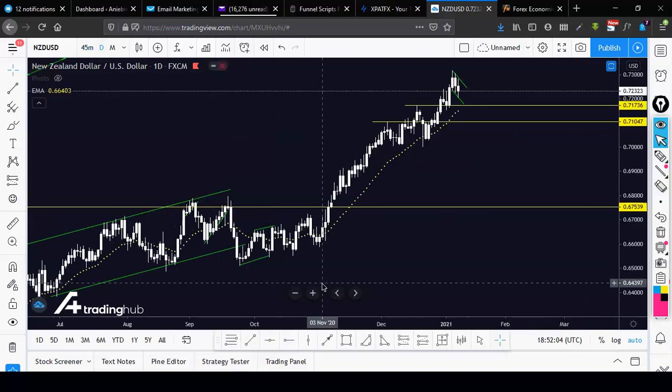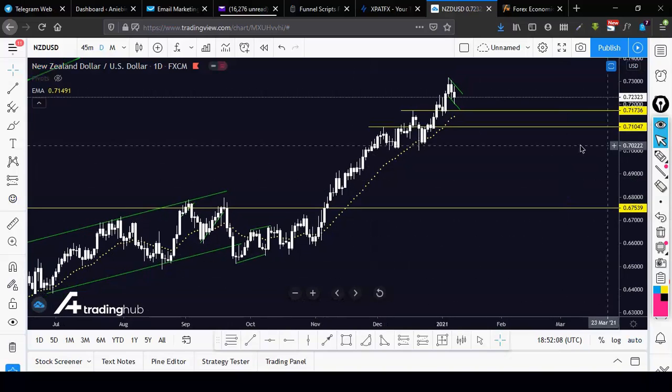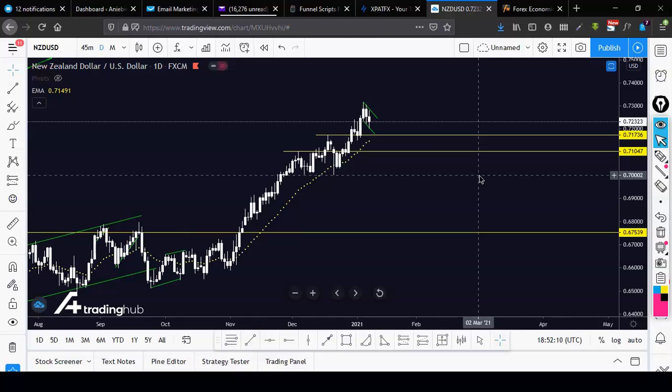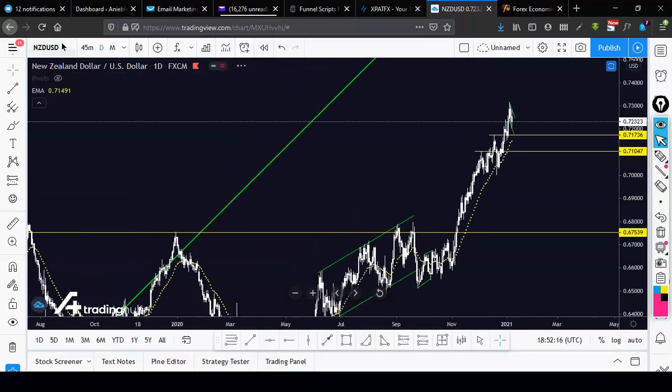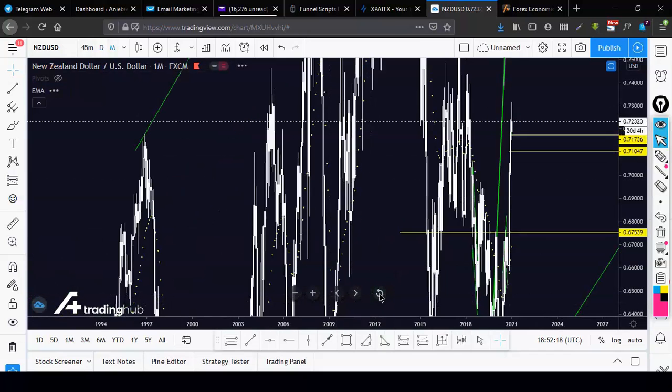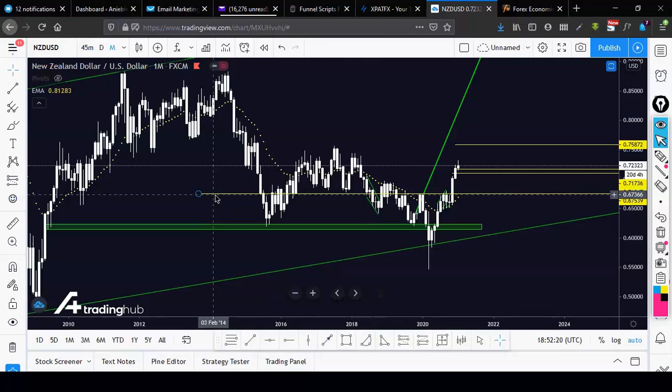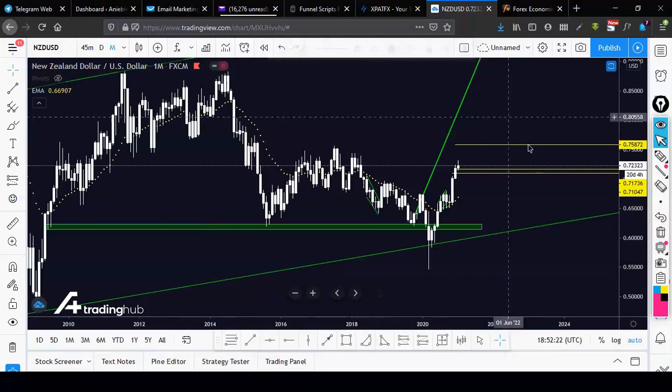So I hope I'm clear on NZD USD. So that is that on NZD USD. I need to take off this other. Okay, let me go to that monthly and take that line off. Don't confuse me. Take it off. Alright.